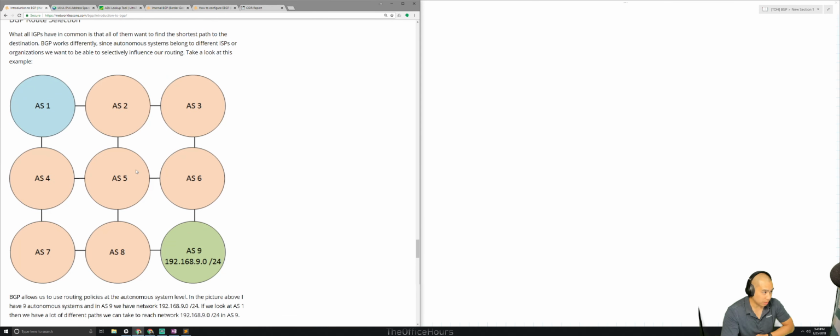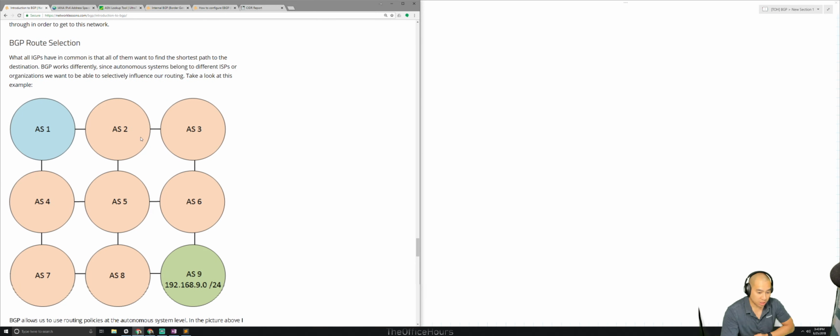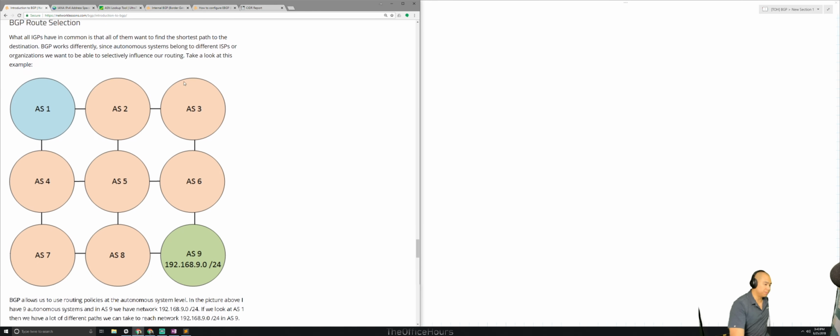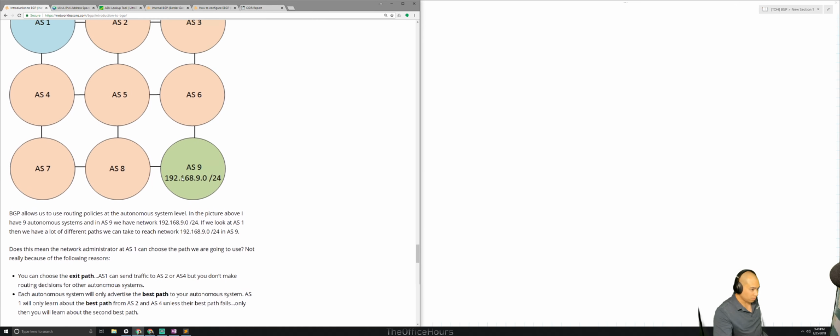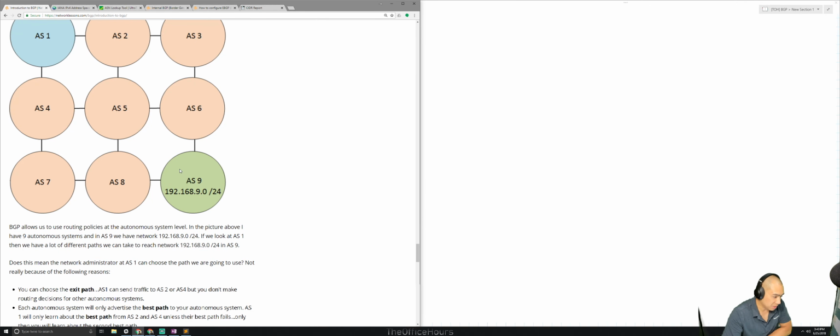Alright, BGP route selection. What all IGPs have in common is that all of them want to find the shortest path to the destination. BGP works differently. Since autonomous systems belong to different ISPs or organizations, we want to be able to selectively influence our routing. Take a look at this example. BGP allows us to use routing policies at the autonomous system level.